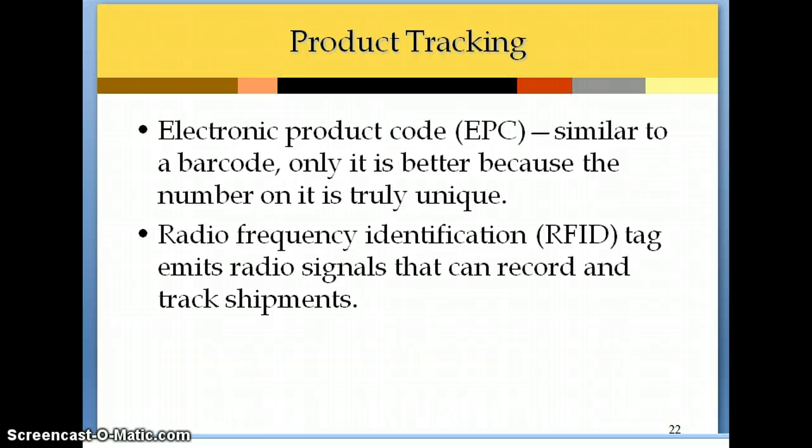Next, we're going to look at production tracking. The electronic product code, or EPC, is similar to a barcode, only better because the number on it is truly unique. A radio frequency identification tag, or RFID tag, emits radio signals that can record and track shipments. The EPC is stored on the RFID tag, which can record and track an item as it comes in or out of a facility.